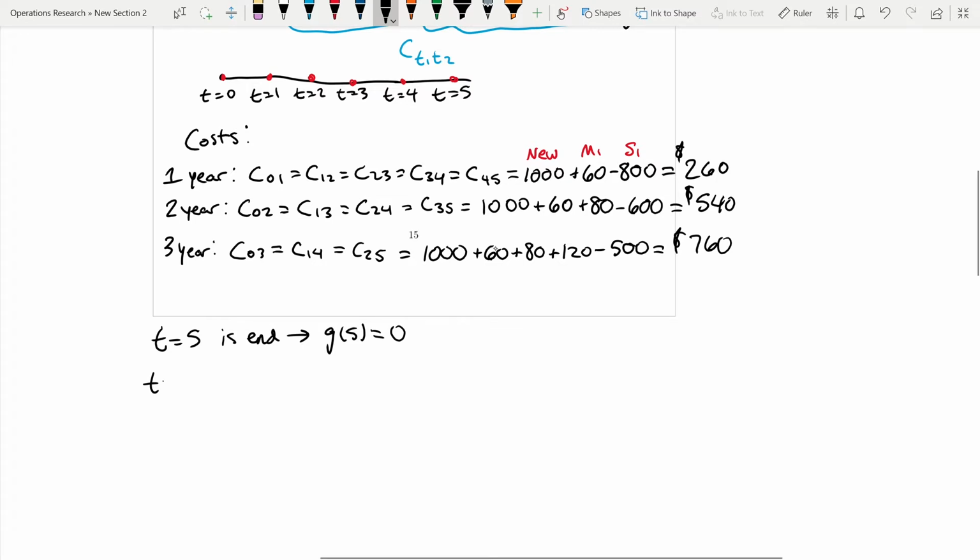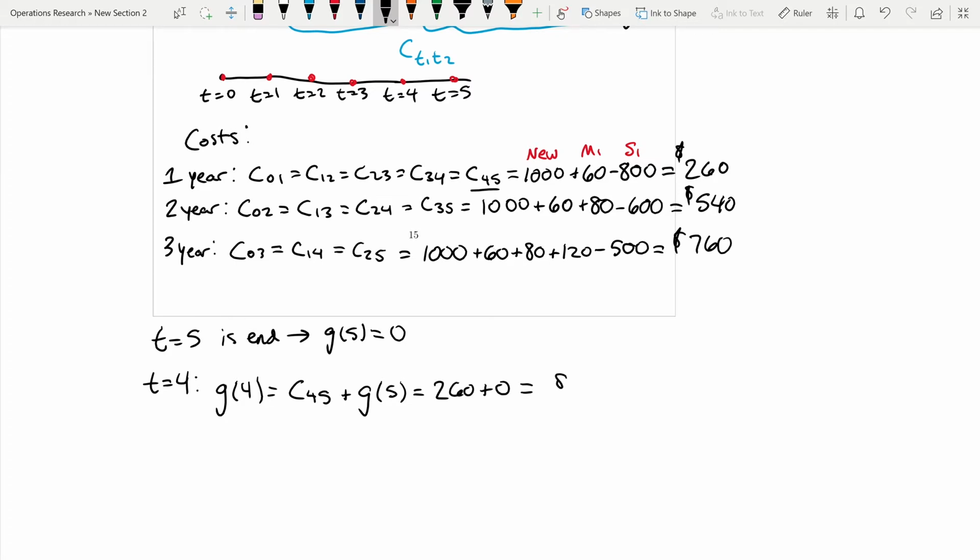Then moving forward, for time 4, our equation g of 4 is going to be equal to, well, there's only one way if we're at time 4 that we can proceed, which is going from year 4 to year 5. And then we have to add on that g5 function, which in this case is just going to be 0. So again, now we have the cost from year 4 to year 5, which we computed up here, which is just 260 plus 0.